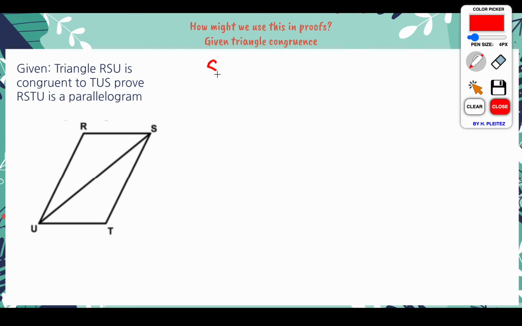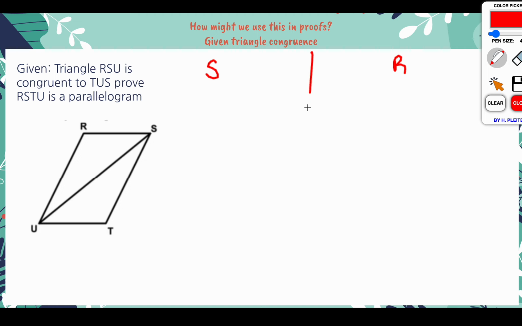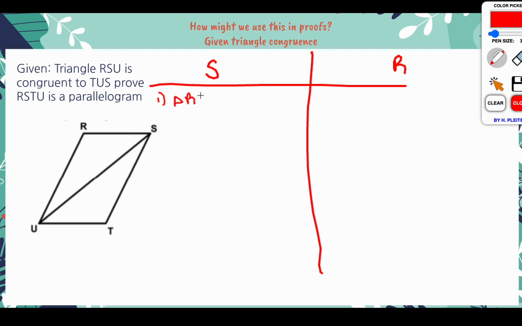So make sure we're writing out our statement and reason chart, and let's make sure we're writing out our given: triangle RSU is congruent to triangle TUS, and that is our given info. Now, just for time's sake, I'm going to use the letter trick. I'm writing out triangle RSU and triangle TUS so that I can see the corresponding parts and which ones will help me. If I can get this side congruent to this one, and obviously the other pair of sides congruent, then I'll be able to use method 2 to prove parallelogram. So let's see if we can actually do that.